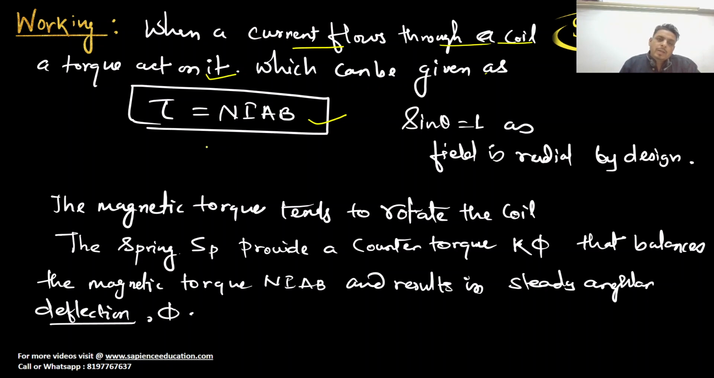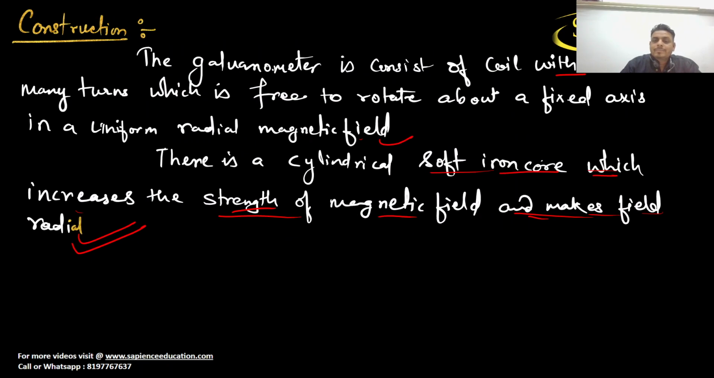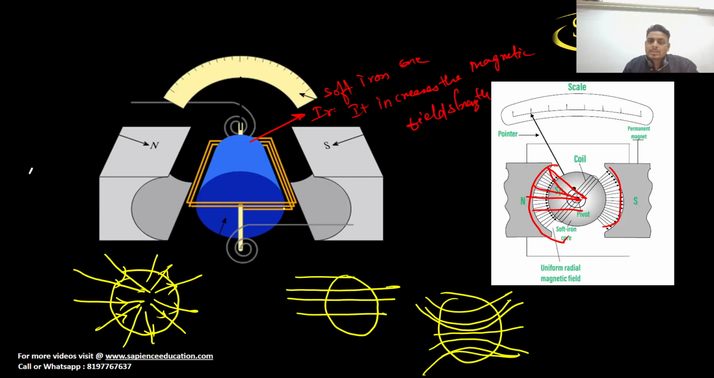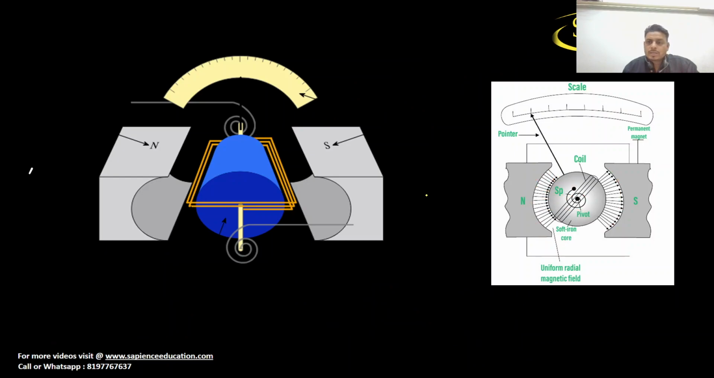Now, you are thinking, sir, why are we not putting NIAB sine theta? Definitely we are putting it, but sine theta is equal to 1. Now you will ask me why, sir. So let us see the structure here. The angle theta between the magnetic field and the coil is always 90 degrees.